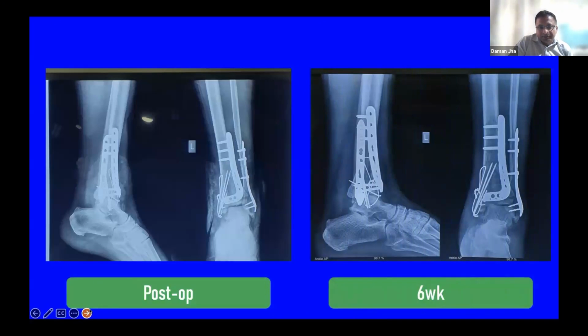If you see that in the 6 week post-op, the medial and lateral joint space is not equal. That means there's a varus deformity at 6 weeks. And if you look closely, in the immediate post-op also you have some sort of talar tilt there. That means the impaction, what I am feeling, is that the impaction was not corrected. That's my opinion only.